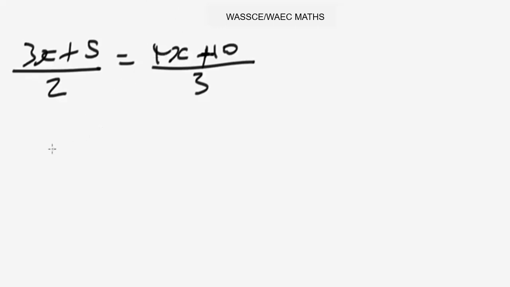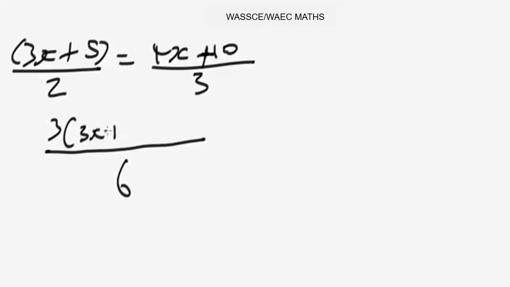So all you have to do is to find the LCM. LCM of 2 and 3 will give us 6. Now 2 into 6 will give us 3. 3 times everything here, so we're going to have 3 in bracket 3x plus 5, equals 3 into 6, 2.